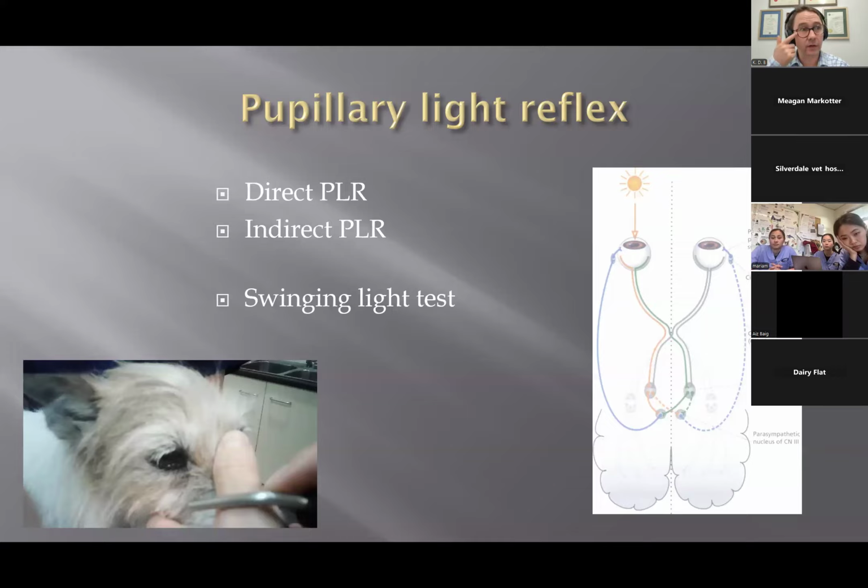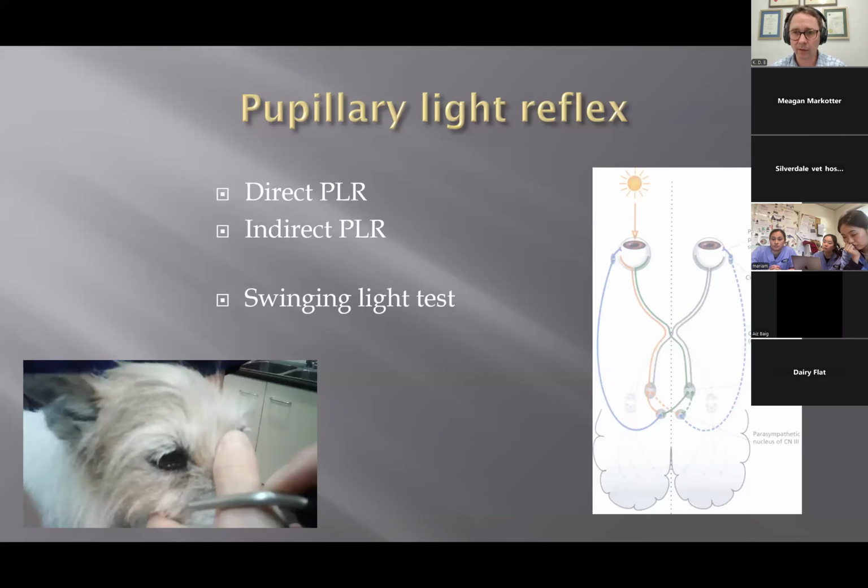When I first started being interested in this, the way I'd try and assess this was I'd shine light into one eye and then I'd try and peer around and look at the other eye. But that doesn't really work, because if you've got light going into one eye and you're looking at a dark pupil in a dark eye with no light on it to try and assess the indirect PLR, you just can't see anything.